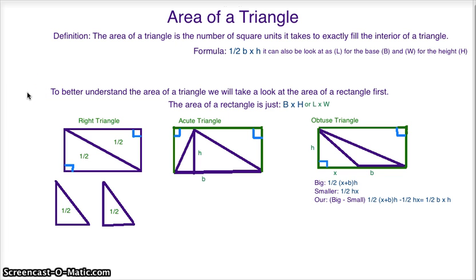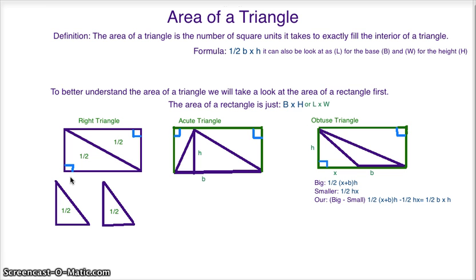And to better understand the area of a triangle, we'll first look at the area of a rectangle. The formula for the area of a rectangle is base times height, or length times width. To show that, we'll use this rectangle right here, made of 1 by 1 squares that fill up the whole rectangle, and you count them to find the area. And if we wanted to find the area of one of these triangles, we know that it is just half of the whole rectangle. And so that is why we would do 1/2 base times height instead of just base times height.